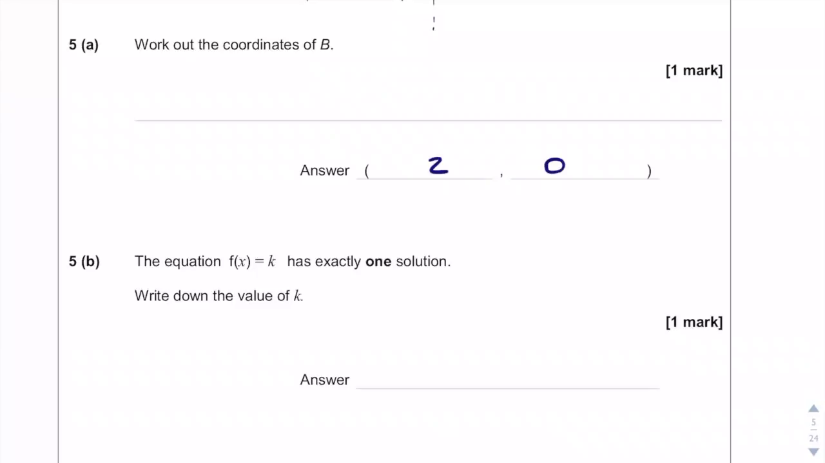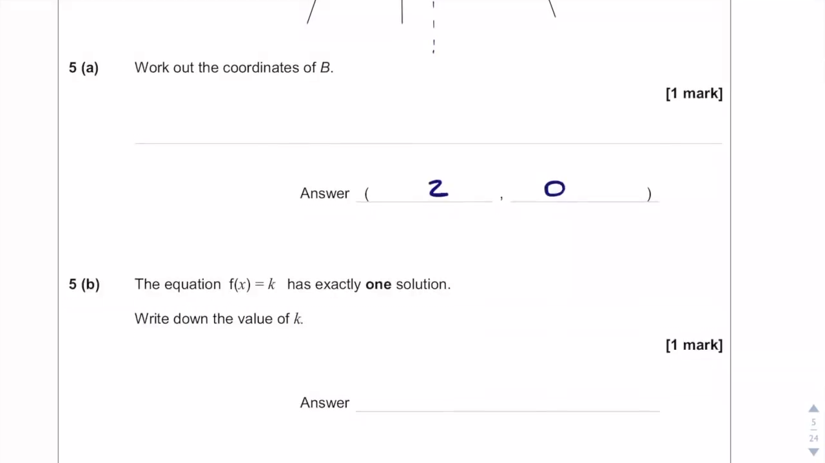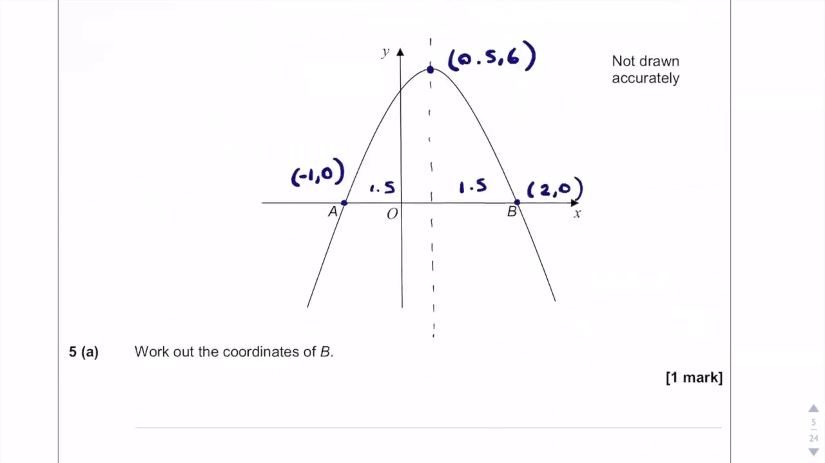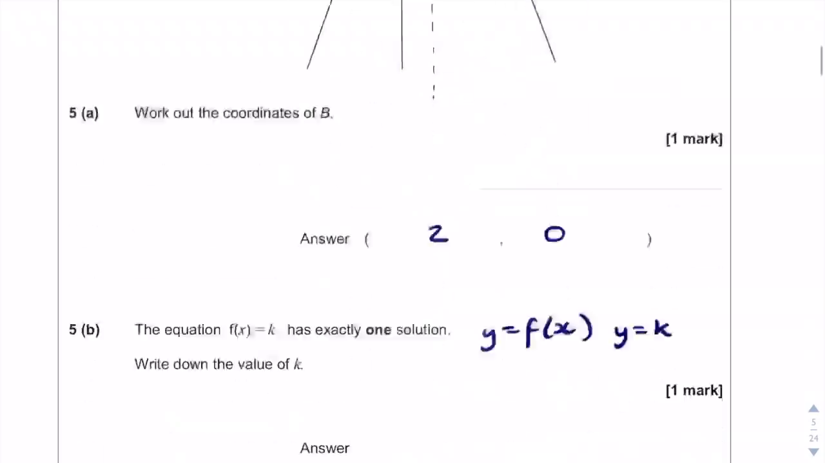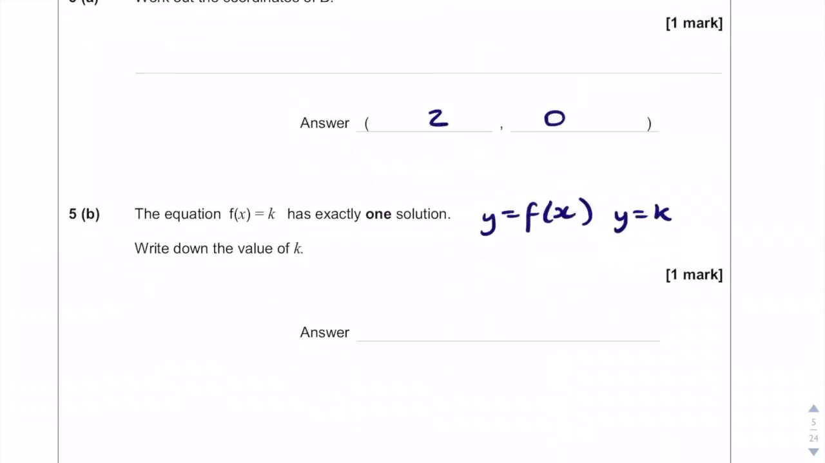Now part B says the equation f(x) = k has exactly one solution. Write down the value of k. Okay, so we're basically finding the intersection of the two equations y = f(x) and y = k. Now we don't know what this value of k is. It's basically a line that is parallel to the x-axis.